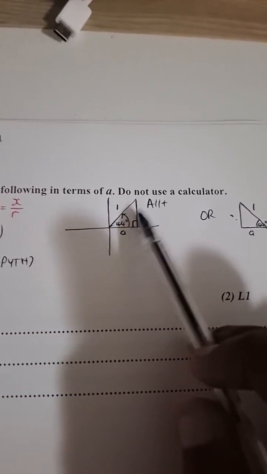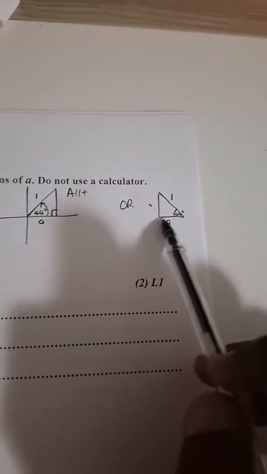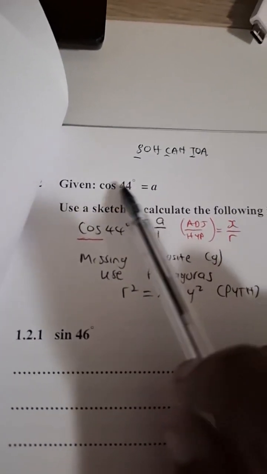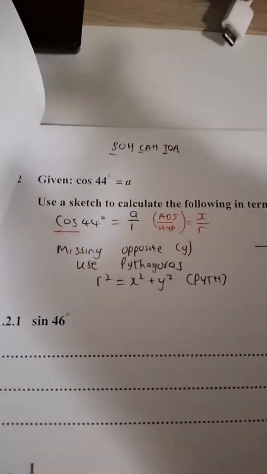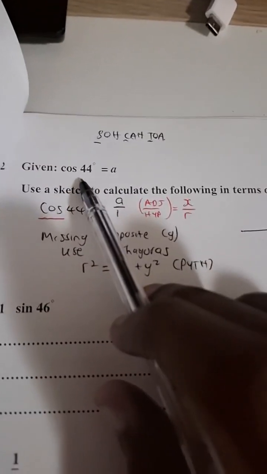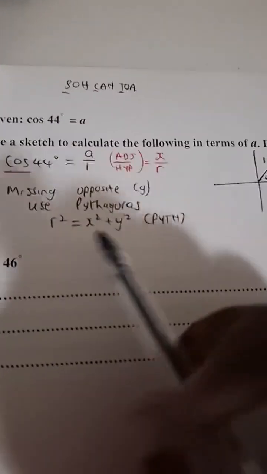So you have two choices. You can either draw a right angle triangle in the first quadrant, or you can draw a freestanding right angle triangle. This is because we are given one statement. We are not given any other additional information. So basically we can just draw a right angle triangle in our first quadrant, because we are told cos 44 is equal to A. Now we are missing y, so we use Pythagoras.